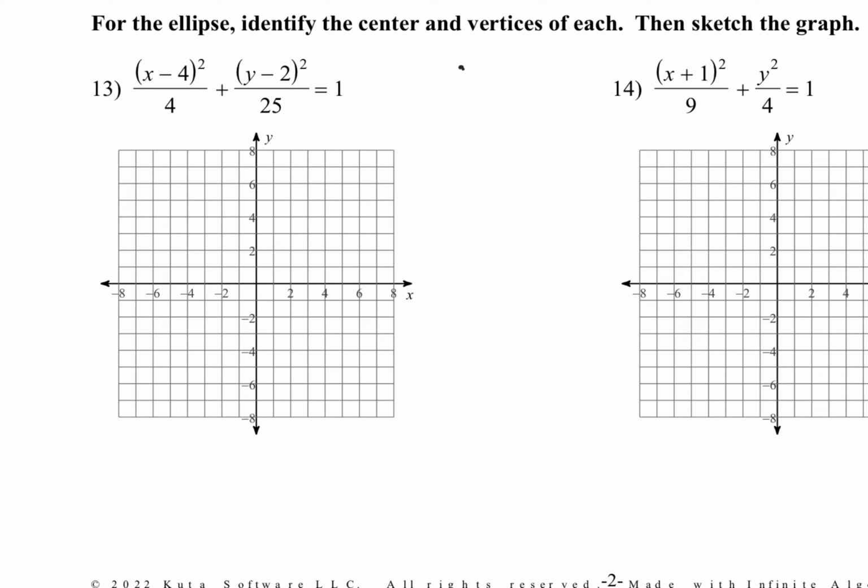Center's easy enough: 4, 2. So I'm going to put a dot at 4, 2. a squared is equal to 4, so a is equal to the square root of 4, plus or minus 2. Now remember when we're doing these, because that's underneath the x value, that's 2 to the left and 2 to the right.